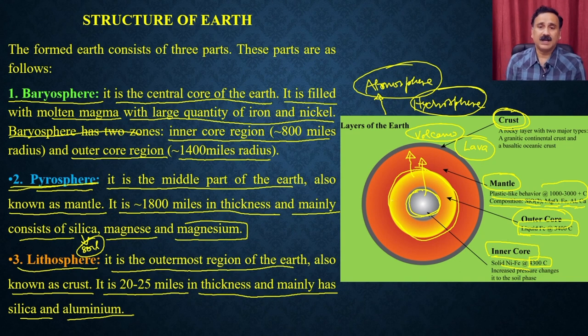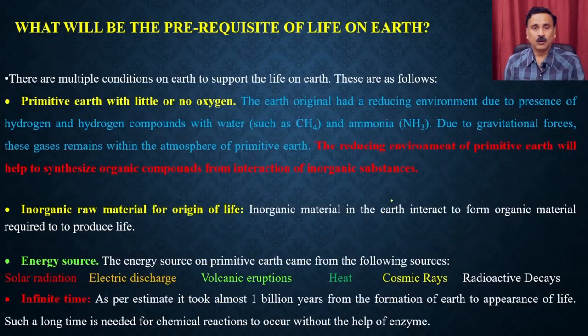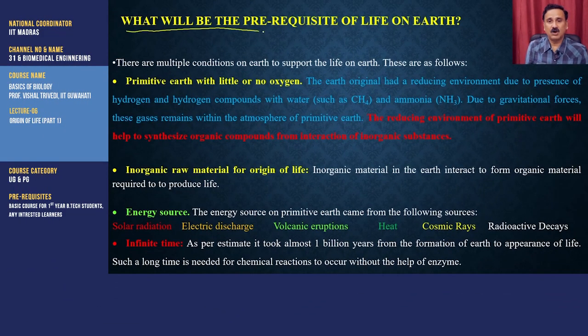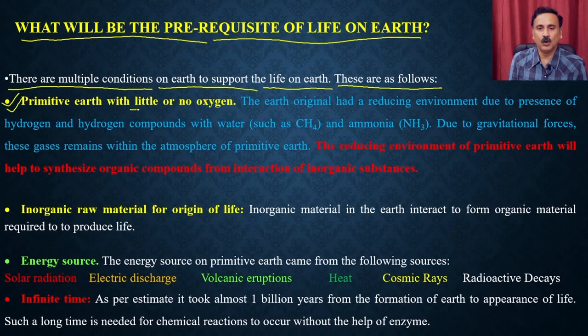Now how can this make earth a suitable planet for developing life, right? So what is the requirement of a planet to give life? That is what you have to understand, and these are the prerequisites which are present on the earth. So there were multiple conditions existing on the earth to support life. These are as follows. In the primitive earth, there was little oxygen present, which means the earth's primitive environment was a reducing environment, which means it did not contain oxygen.